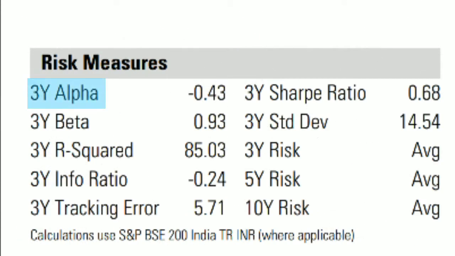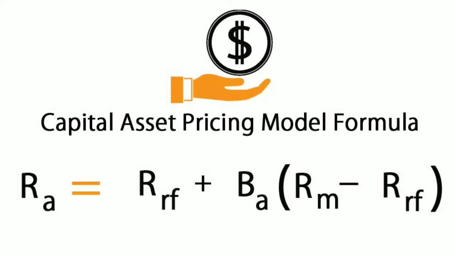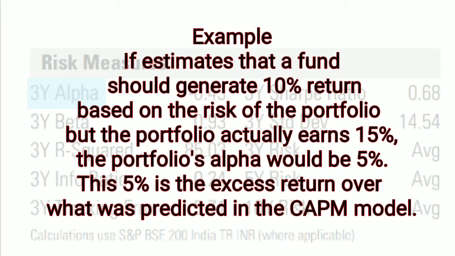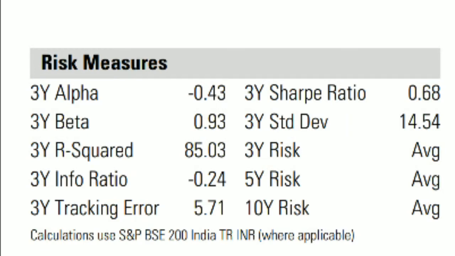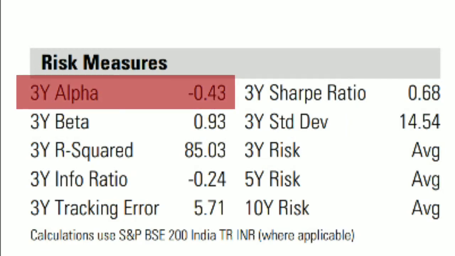Then we have alpha. Alpha states how much additional return the fund has generated against its minimum expected return. So, if we say estimated return from a fund is 10%, based on the risk of the portfolio, but the portfolio actually earns 15%, the portfolio's alpha would be 5, which is good, isn't it? Investment in a fund which has a high alpha is recommended. On the other hand, you should stay away from the fund with negative alpha.